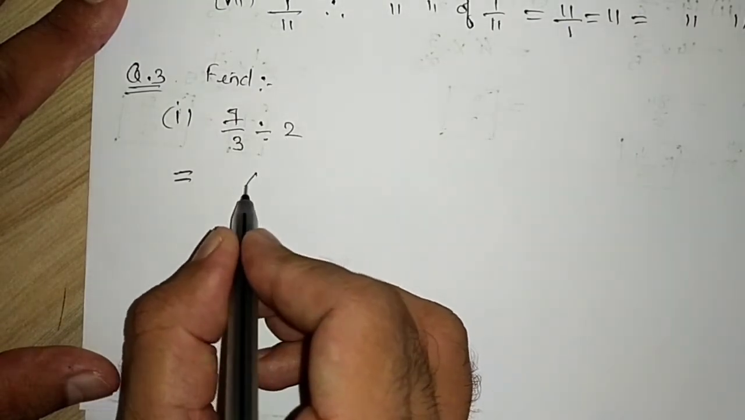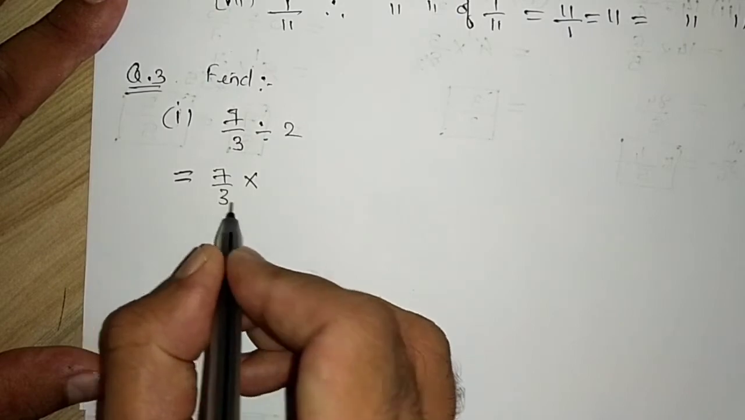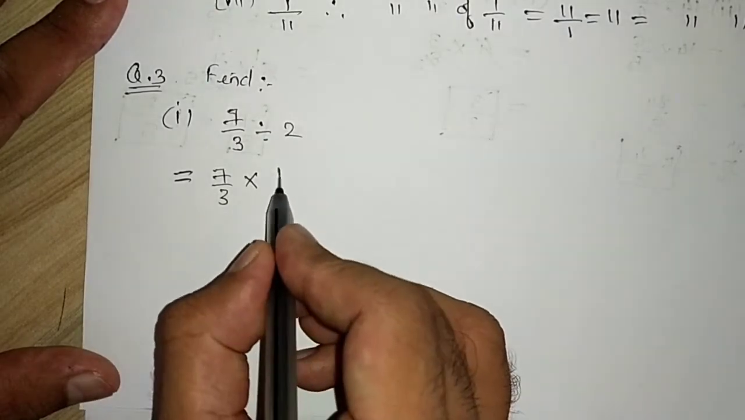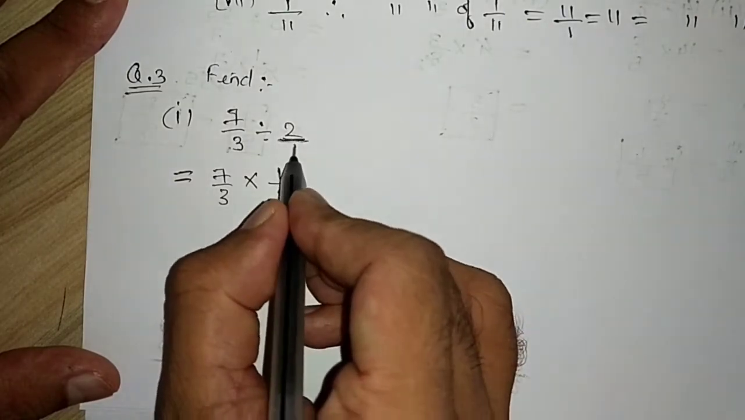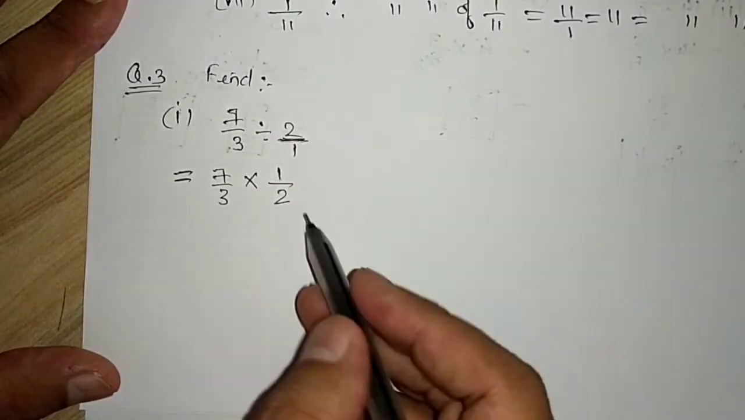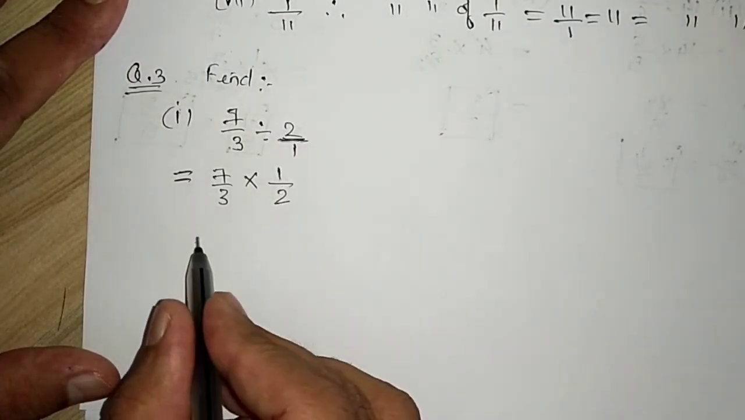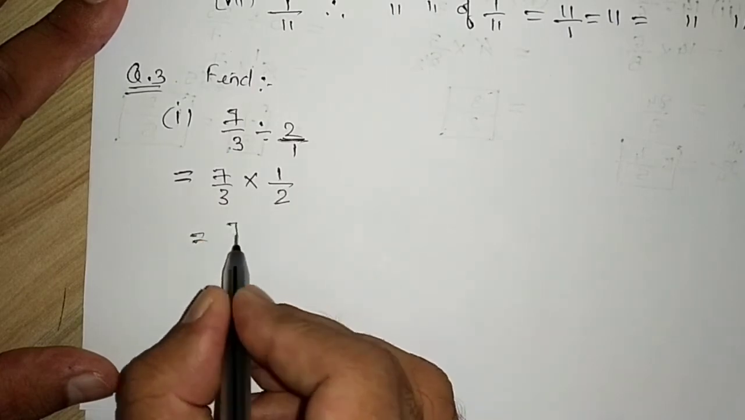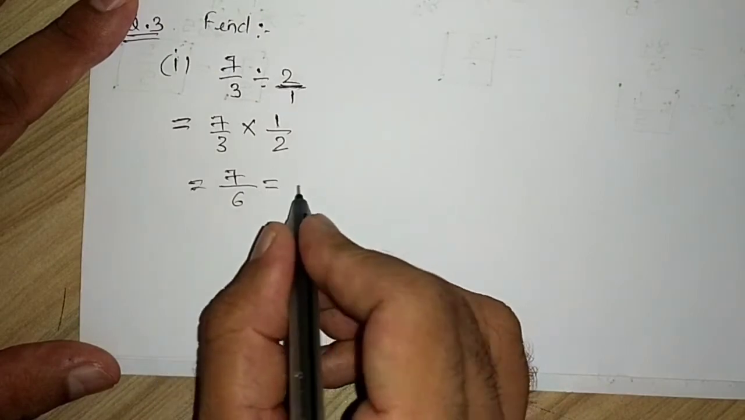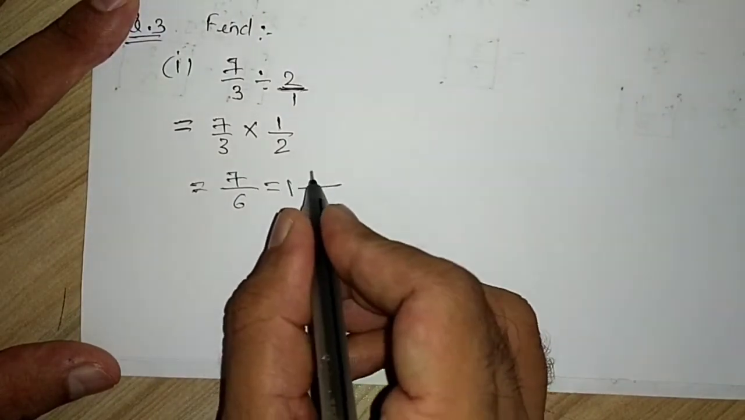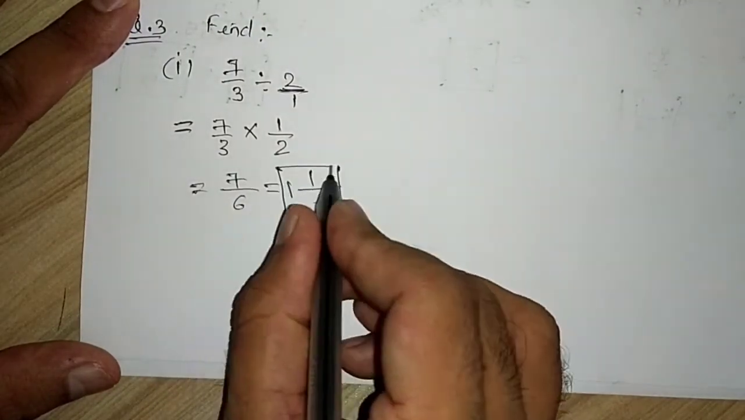You will multiply the fraction by the reciprocal of the whole number. Here the whole number is 2, which can be written as 2 by 1, so the reciprocal of it is 1 by 2. So our answer will be 7 1s are 7 and 3 2s are 6. Convert it into a mixed fraction, we will get 6 1s are 6 plus 1, 7 by 6.